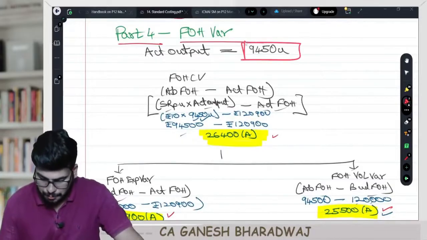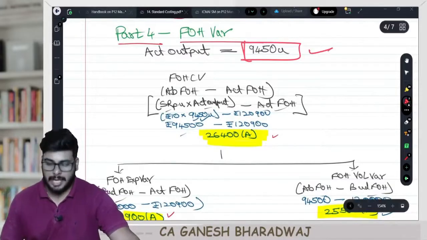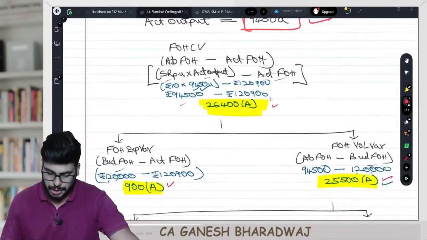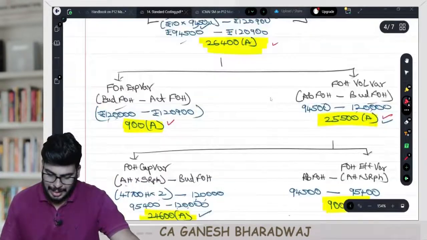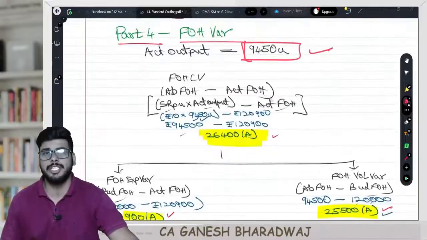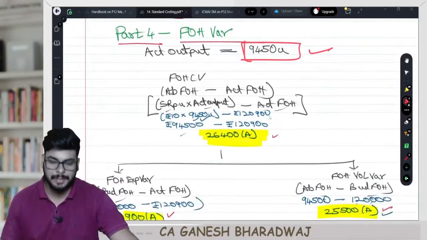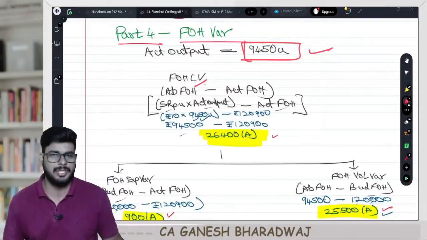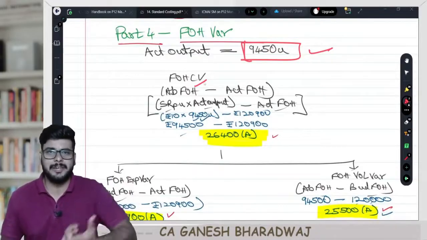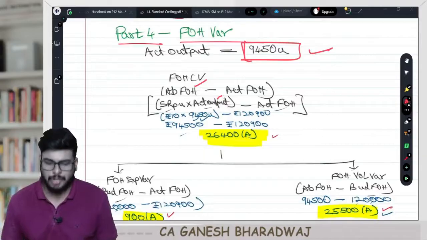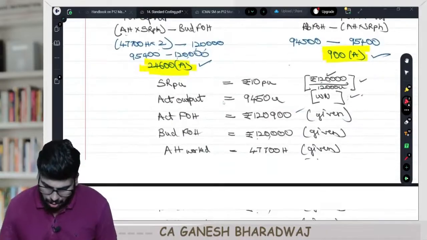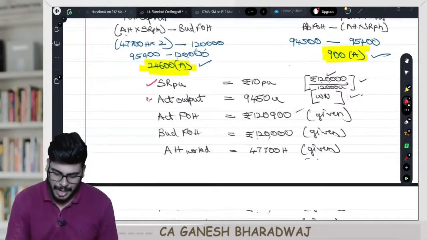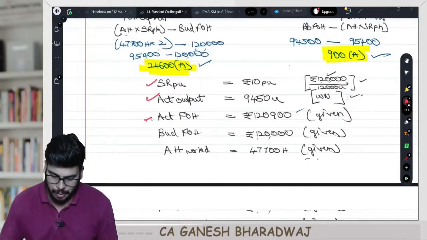What is the actual output? Again, it's going to be 9,450 units. Now, first, let us list out the ingredients. What are the ingredients we need for fixed overhead variances? For fixed overhead cost variance, you need the absorbed fixed overheads. How will you get it? The predetermined rate, standard rate per unit into actual output, correct? So I need all these figures: standard rate per unit, the actual output, then I need the actual fixed overheads.